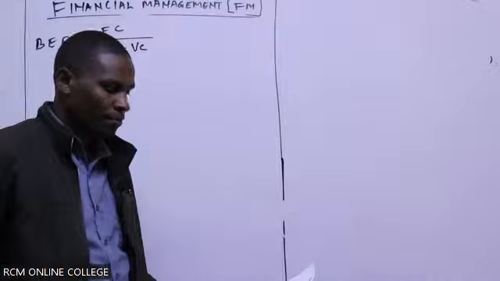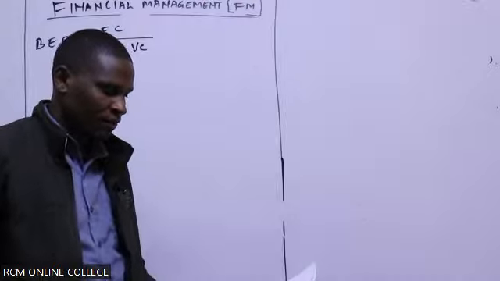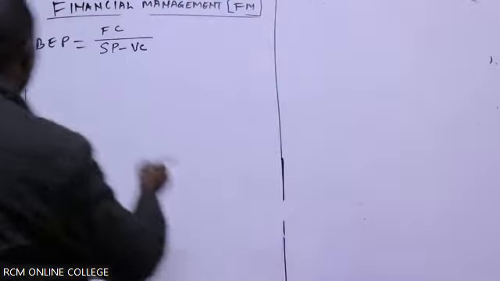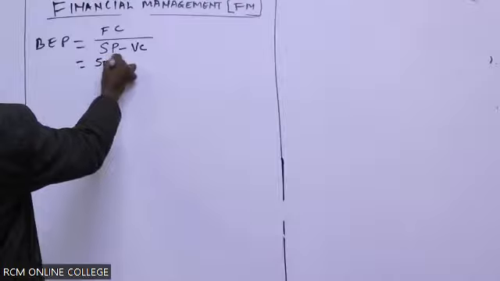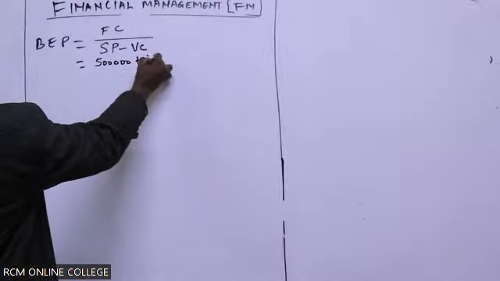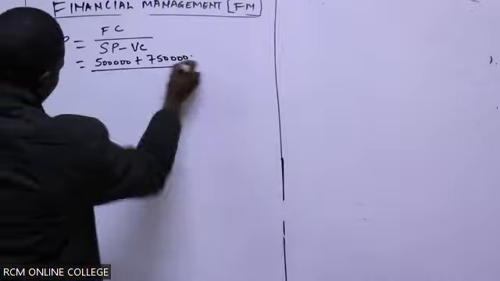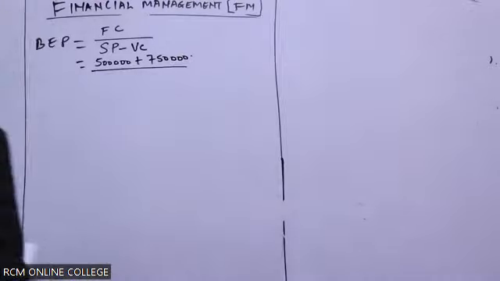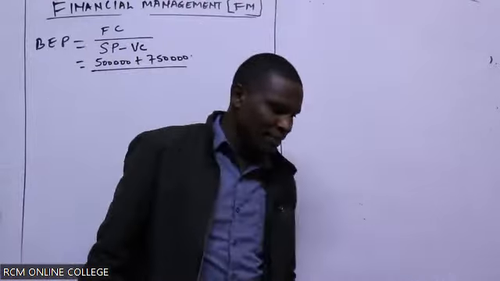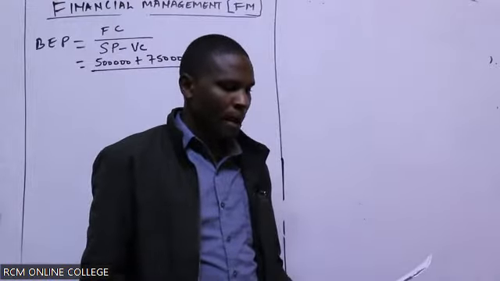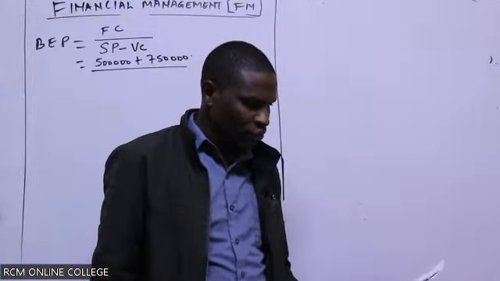There is also another fixed financing cost there, 750. So for the fixed here we have 500,000 plus 750,000. Now we have to determine what our selling price is. The selling price is also given: a dropper sells at 500 per piece and has a variable cost of 50%.